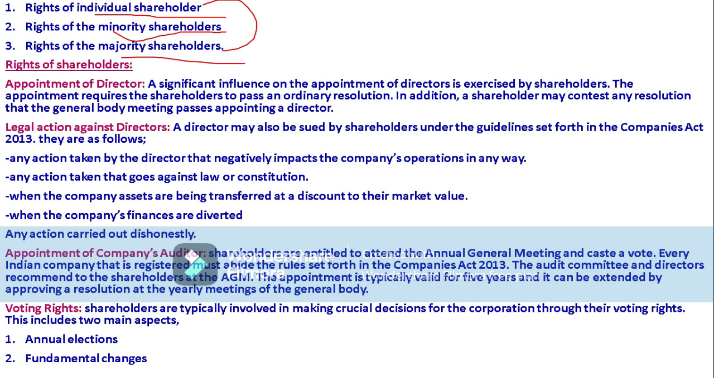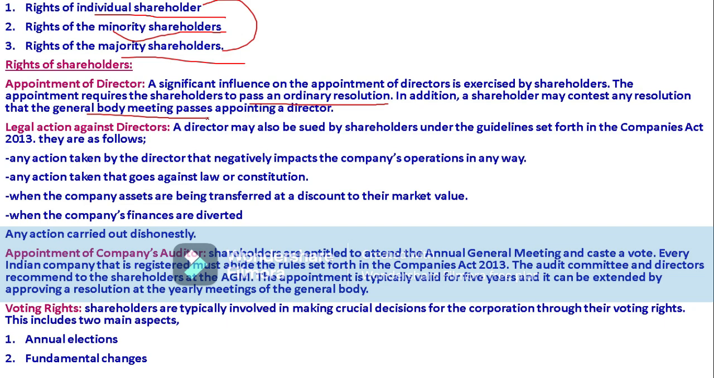The shareholder, as an owner of the company, will appoint the directors, and the board of directors will be formed. The appointment requires the shareholders to pass an ordinary resolution. In addition, a shareholder may contest any resolution that the general body meeting passes appointing a director. For the appointment, it requires passing an ordinary resolution in the annual general body meeting. So shareholders play an important role in the appointment of directors.